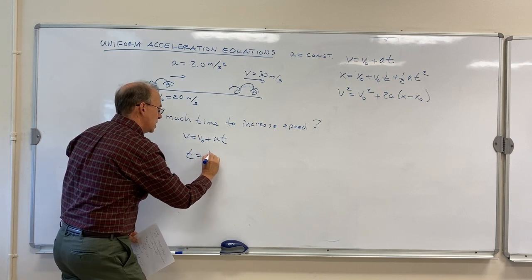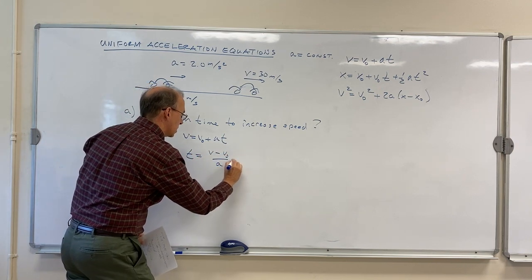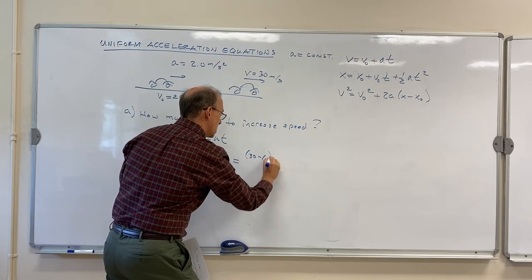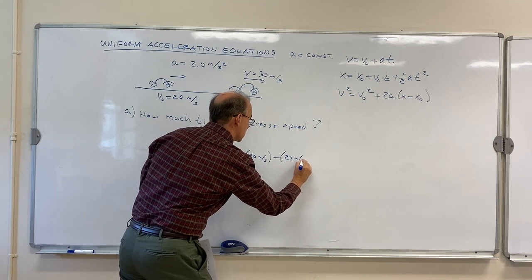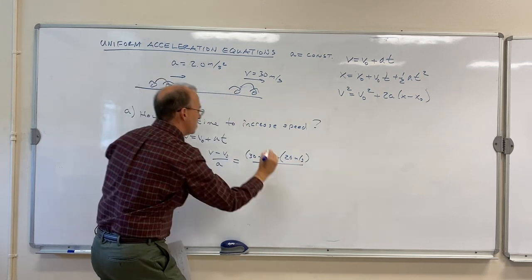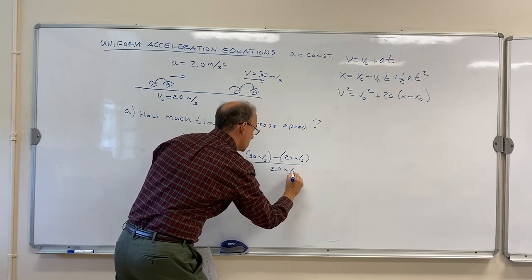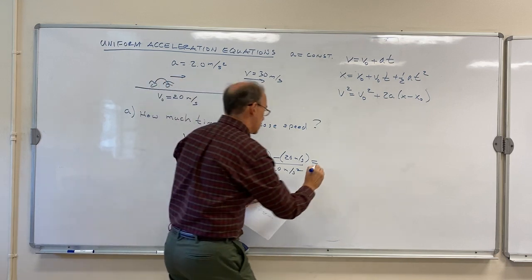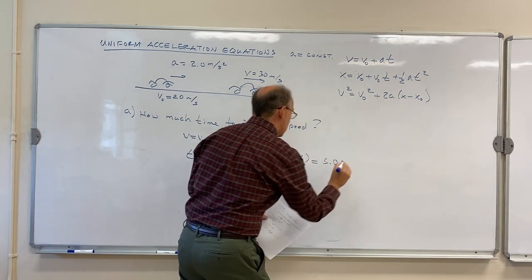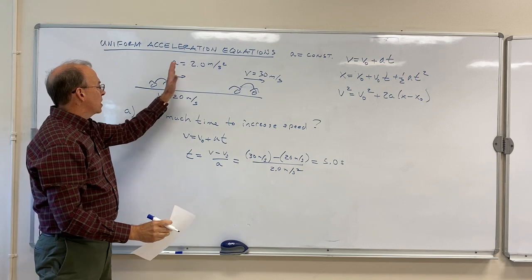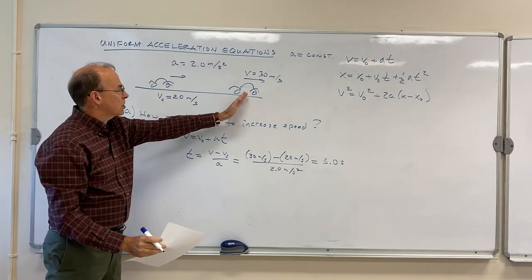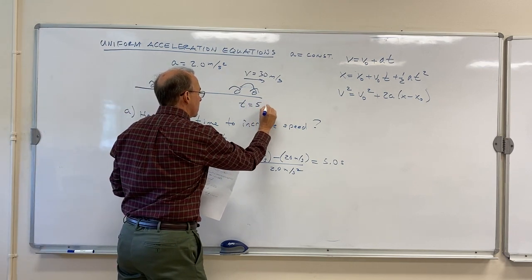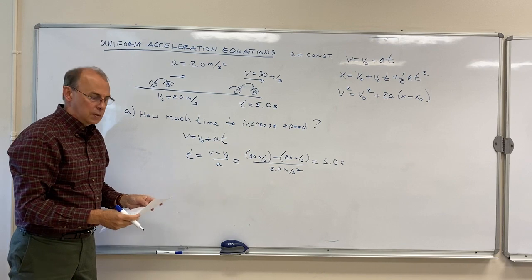I always solve algebraically first before you plug the numbers in. So this says t is v minus v sub 0 over a. So v is 30 meters per second minus 20 meters per second over 2 meters per second squared. And just to save us time on the video, I keyed that in already, and that is 5 seconds. So we now know that to go from 20 meters per second to 30 meters per second with this acceleration, it took 5 seconds.